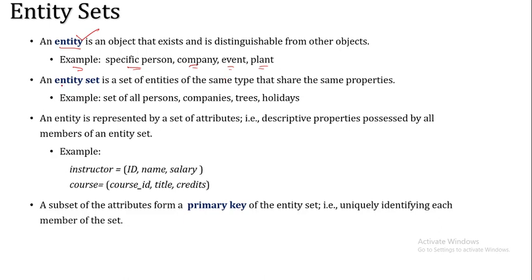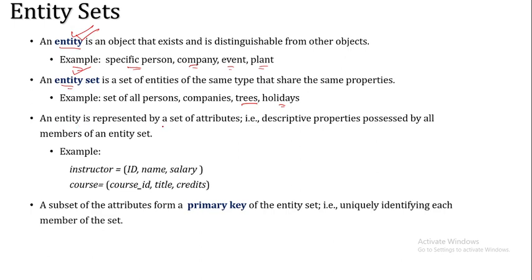Now, what is an entity set? A set of entities is going to create an entity set. An example is the set of all persons, companies, trees, and holidays, whatever it is. They are going to create your entity set.